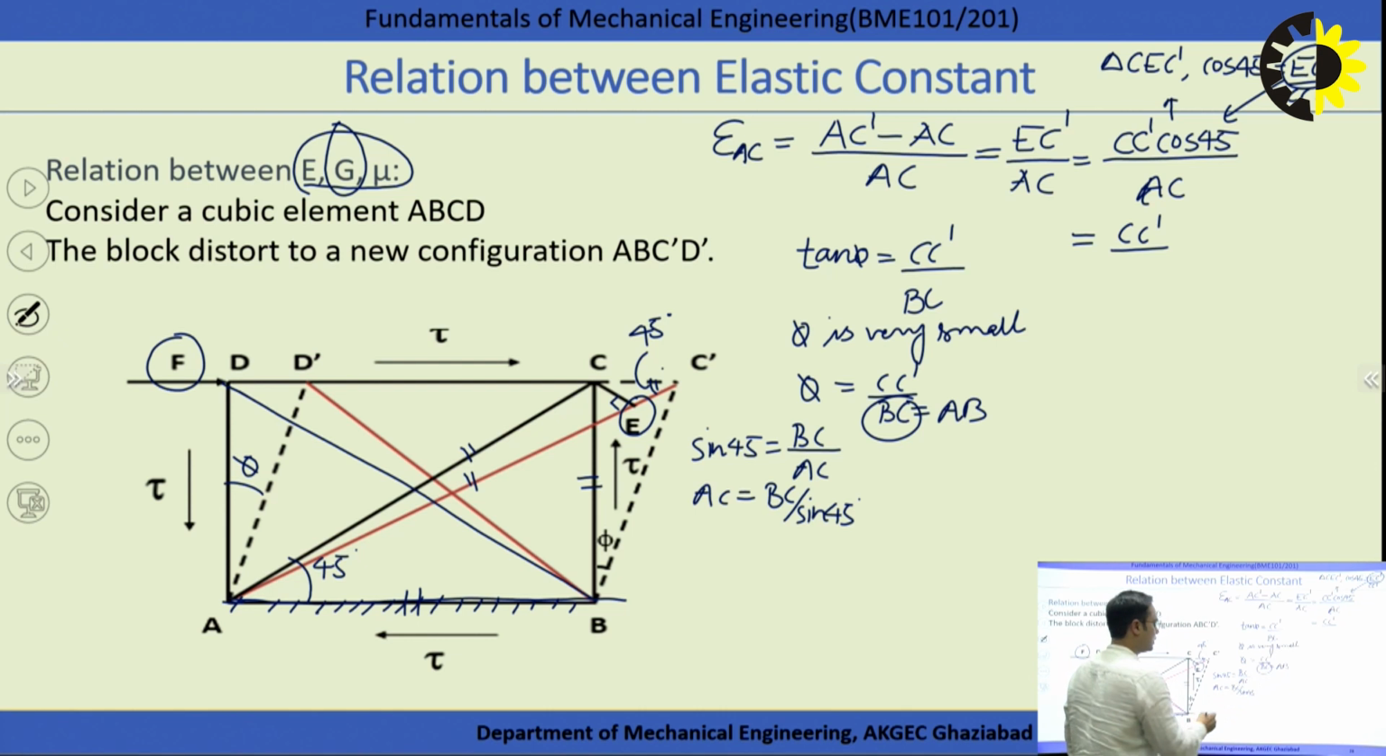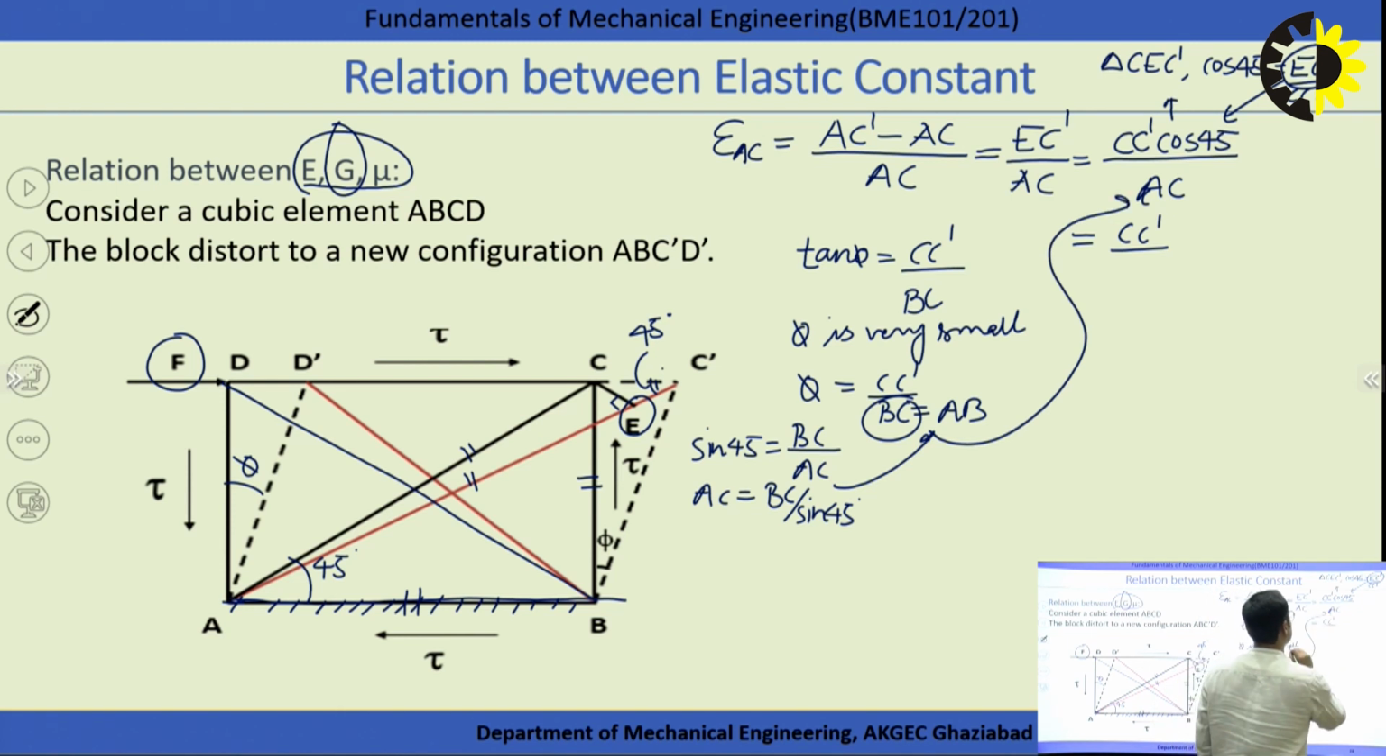And we can put this value here in place of AC. In place of AC we can put this. So this value becomes CC dash over BC, and this becomes sine 45 and cos 45, both having the value of 1 by under root 2. So we can say cos 45 into sine 45.